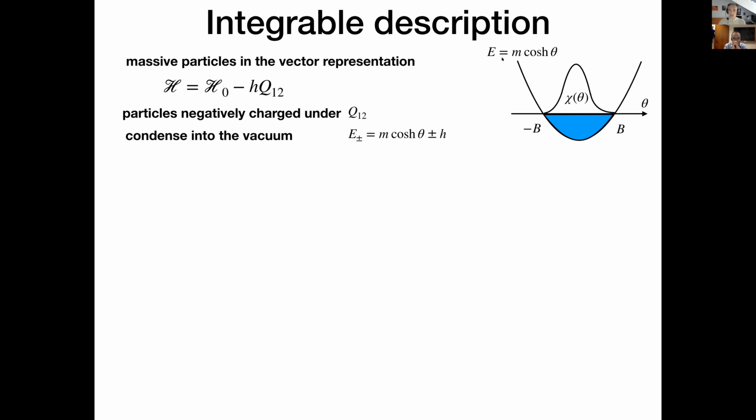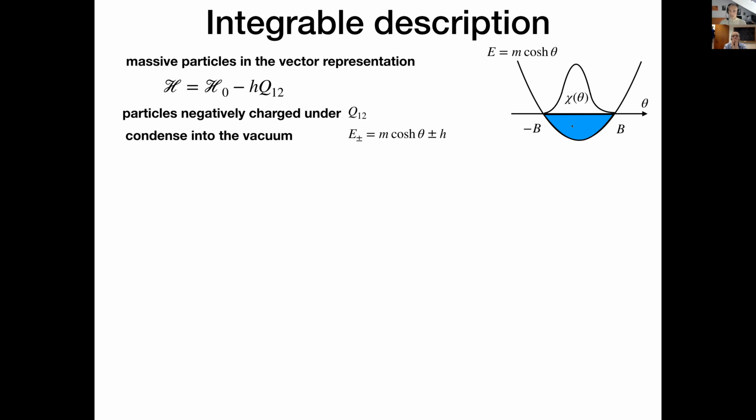If we analyze the dispersion relation of a one-particle state, the energy of a particle can be parameterized in terms of the rapidity, m times cosh theta, such that the momentum is m times sinh theta. This is what I'm drawing here: the dispersion relation, cosh theta as a function of theta. If you analyze a particle which is negatively charged under this magnetic field, and then you increase the magnetic field, it will have a negative energy if h is larger than m. So for large enough h, particles with this negative energy will start to condense in the ground state.